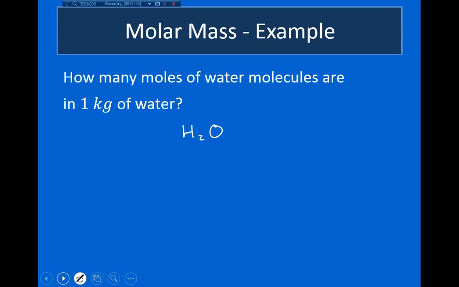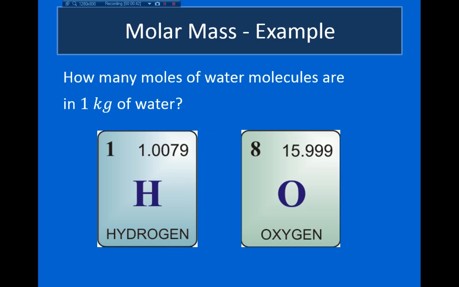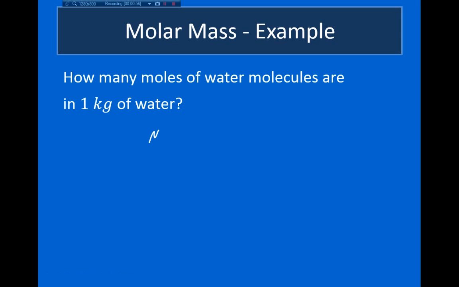So the first thing we need to do is find the molar mass of hydrogen and the molar mass of oxygen. And the way we do this is by looking at the periodic table. So if we look at the periodic table of elements, we'll see that hydrogen has a molar mass of 1 gram per mole, and oxygen has a molar mass of 16 grams per mole. Now, because each water molecule has 2 hydrogen atoms and 1 oxygen atom, the molar mass of water, that's the mass of 1 mole of water molecules, is going to be twice the molar mass of hydrogen, because there are 2 hydrogen atoms, plus the molar mass of oxygen.